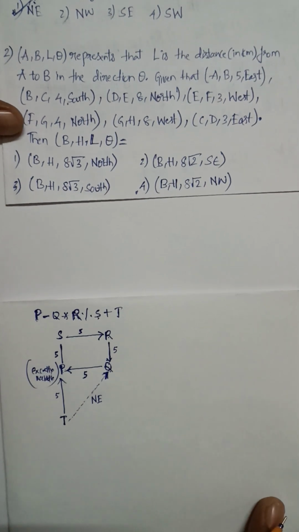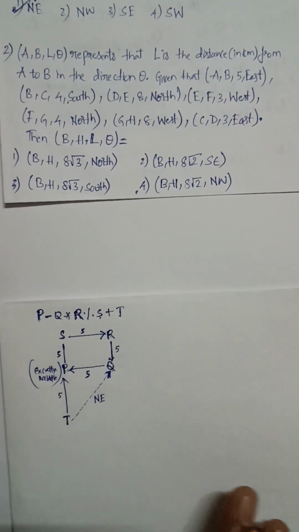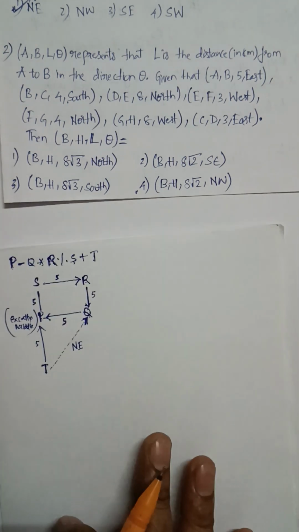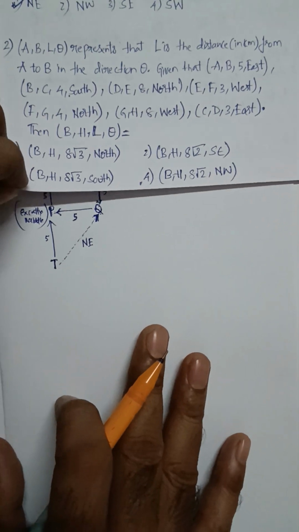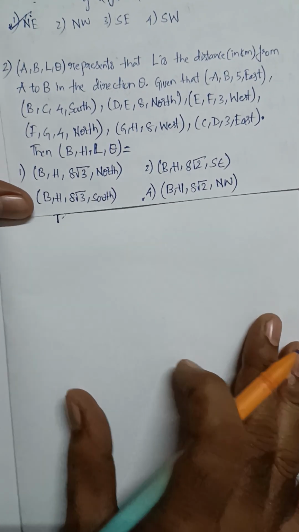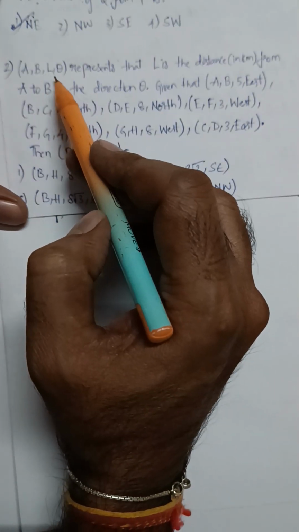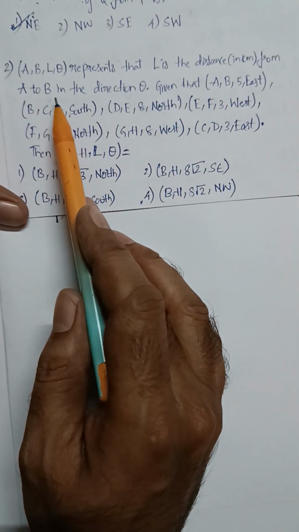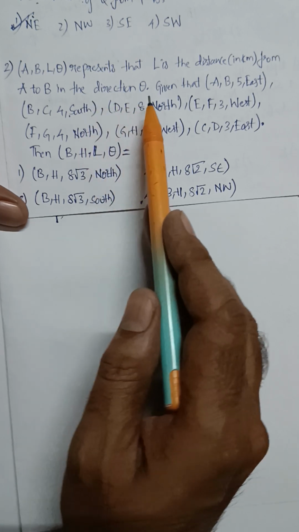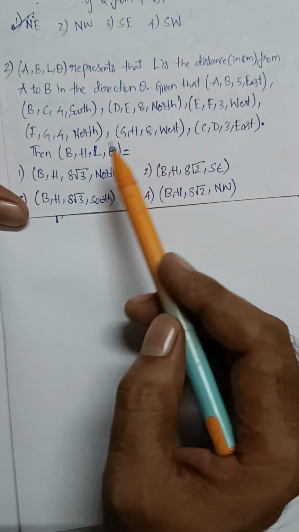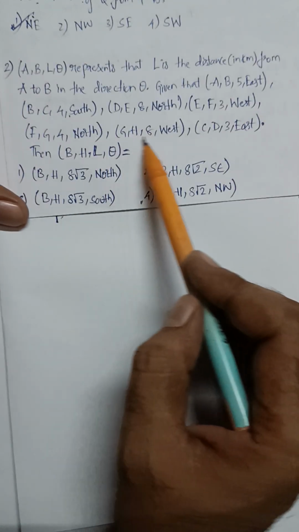Let us discuss question number 2. What he is telling regarding question number 2 is that A, B, L, theta represents that L is the distance in kilometers from A to B in the direction theta, given that A, B, 5, east. Like this he has given some data.